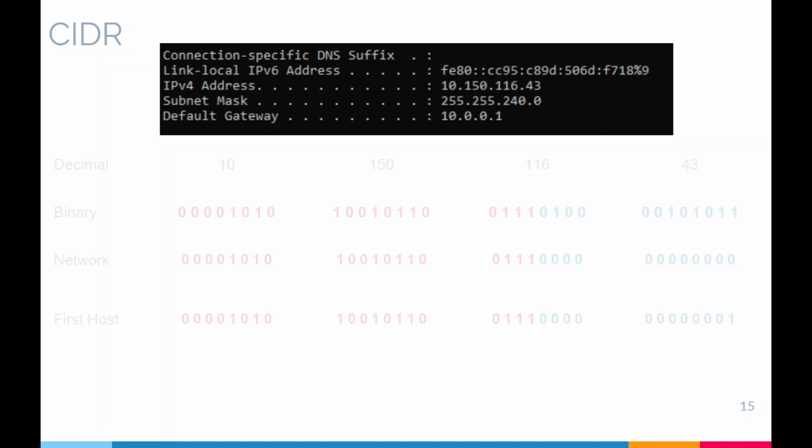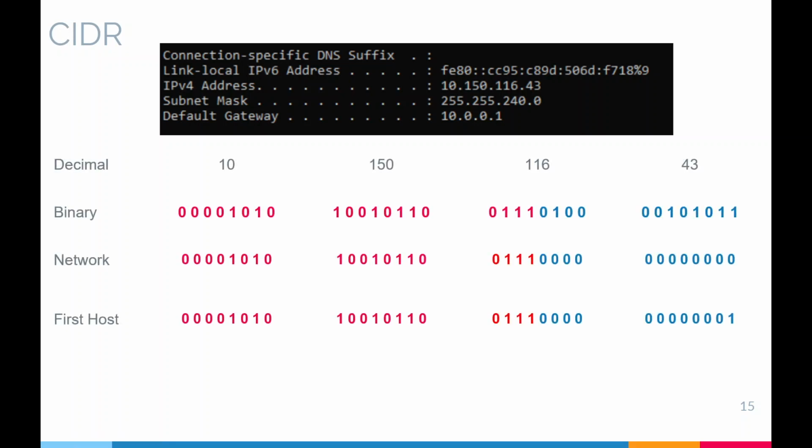So here is a sample table. What I have done is I have just taken the IPv4 address of this machine. You can also find out using the ipconfig command on your command prompt and get the IP address and the subnet mask. So we found out, based on this subnet mask, that the value for CIDR notation was 20.